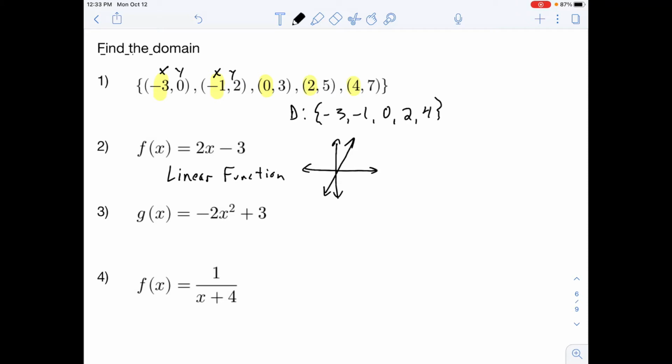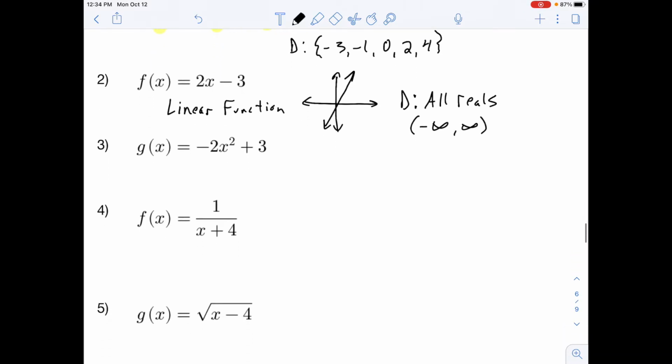If I plug in 1, I'm going to get -1 for y. If I plug in 0, I'm going to get -3. I could plug in 1,000,000 for x, and I'm going to get a number. If I plug in -1,000,000, I'm going to get a number. So there is no value of x that we can plug in here where it will not be defined. Every x value is going to be defined. So here our domain is all reals, which we write as -infinity to infinity.